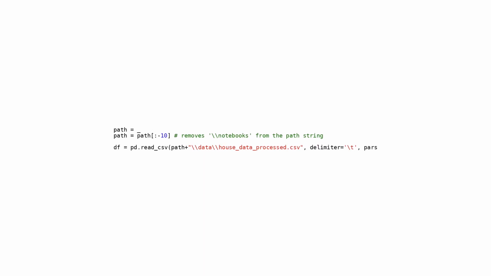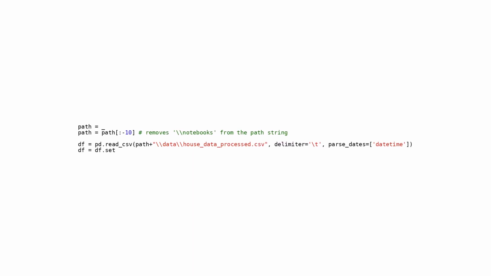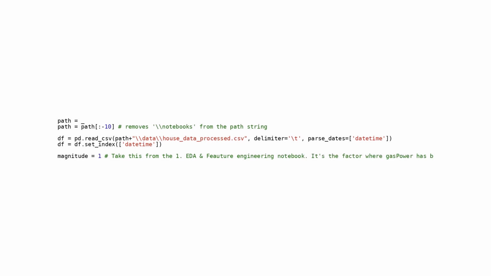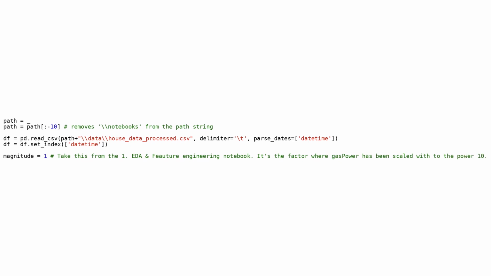The Python code manipulates a variable called path by removing the last 10 characters. Assuming it is the substring notebooks, it then loads a CSV file from the subdirectory data relative to the modified path. The data is imported into a pandas data frame and is expected to be tab delimited with a datetime column that should be parsed as dates. The data frame is then further processed to make the datetime column the index. A variable named magnitude is also set to 1, with a comment suggesting it should be adjusted based on analysis from a specific section of the code.